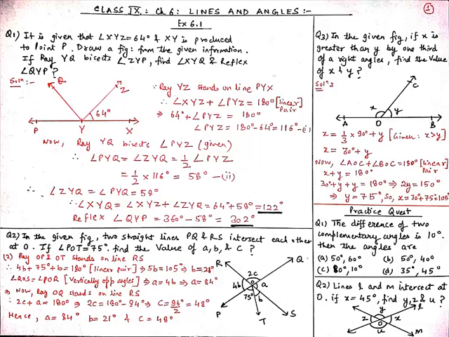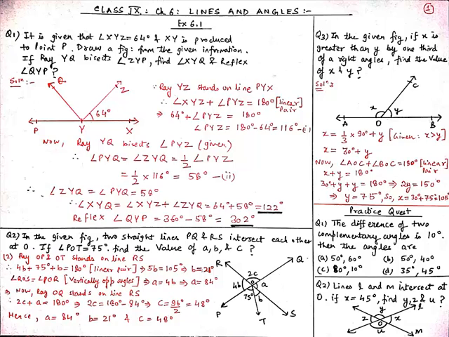And now our third question for today is: in the given figure if X is greater than Y by 1/3 of a right angle, then find the value of X and Y. So according to the question, if X is greater than Y by 1/3 of a right angle, we can write this information as X is equal to 1/3 into 90 plus Y. So from here we get X is equal to 30 degrees plus Y.